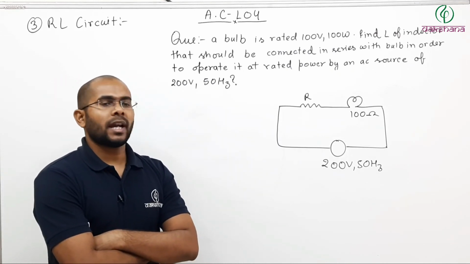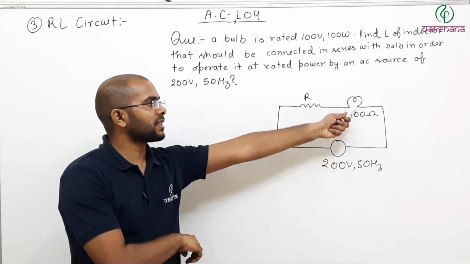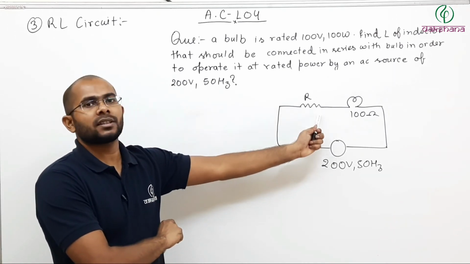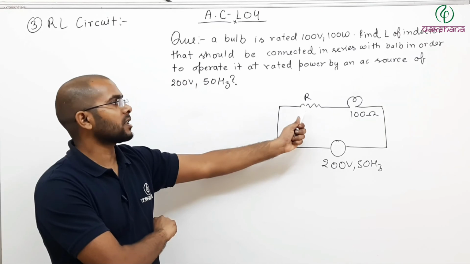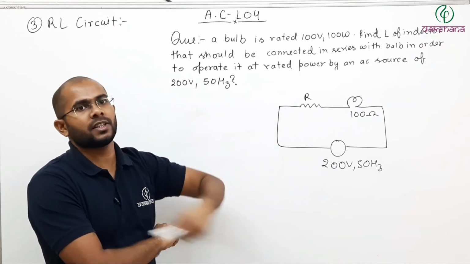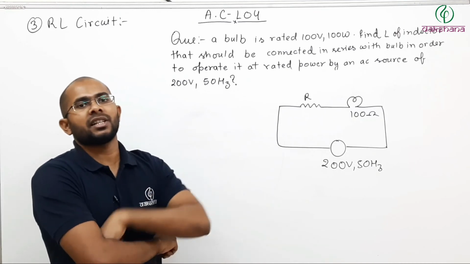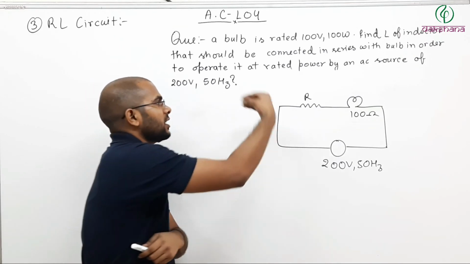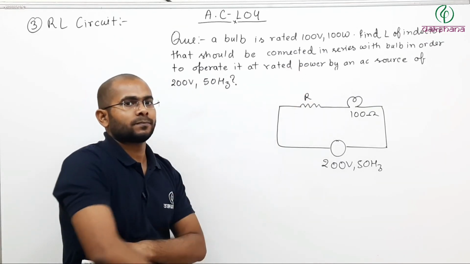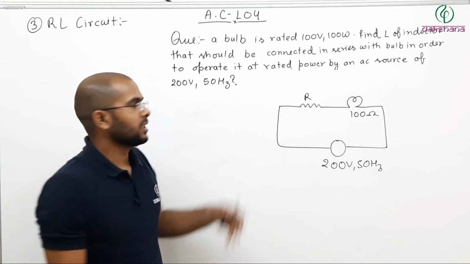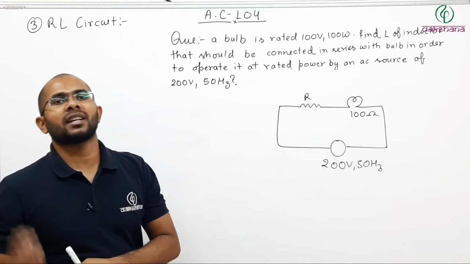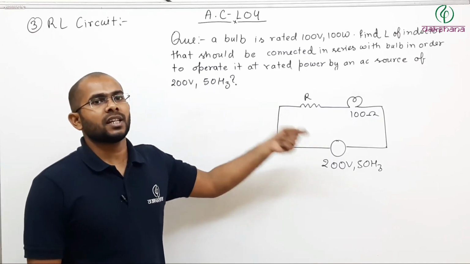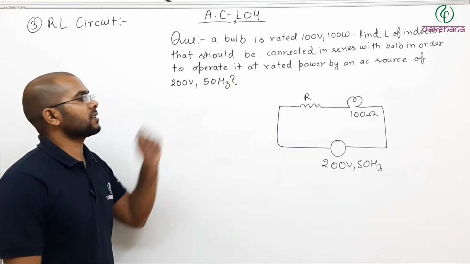See here, if you add an extra resistance, then this bulb is getting the same power, but some energy will be lost in this resistance also. This resistance also will consume some amount of energy. So you are losing energy. Energy is lost in the form of heat in this resistance. So you are just wasting some amount of energy here. The bulb is producing light, but this resistance is just wasting energy. So it is not economical to add an extra resistance in order to operate that bulb at this voltage.